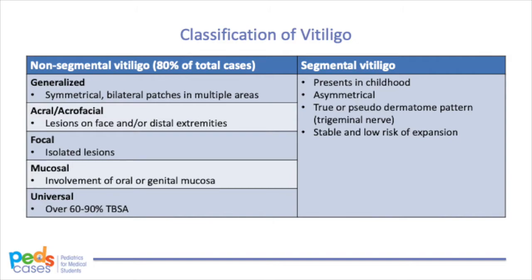Segmental vitiligo often presents in childhood and is classified as asymmetrical and distributed in a true or pseudo-dermatome pattern, most commonly along the distribution of the trigeminal nerve. Segmental vitiligo is unique in that isolated areas of depigmentation stop growing within 1 year and the risk of expansion is low. It is essential to recognize and identify different types of vitiligo because it may alter the course of management.